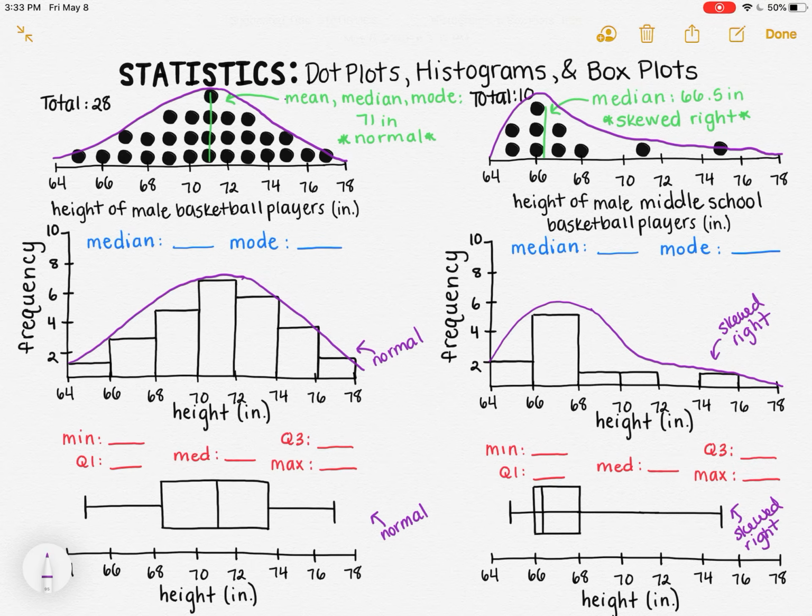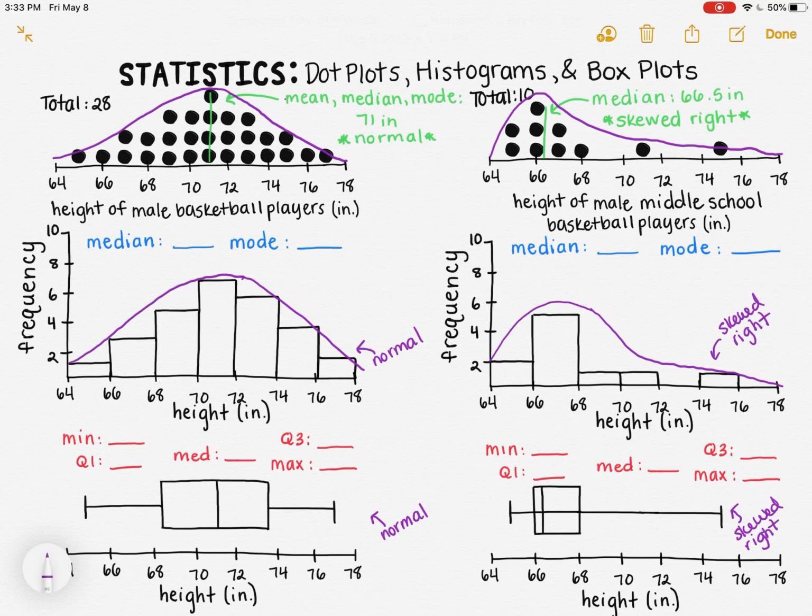Now let's find some important characteristics using the histogram and the box plot. So for our data on the left side that's normally distributed, in the last video we talked about how the mean, median, and mode are all good measures of center for this normal distribution. Whenever you have a normal distribution, mean, median, and mode will all be the same. And in this case, they're all equal to 71 inches.